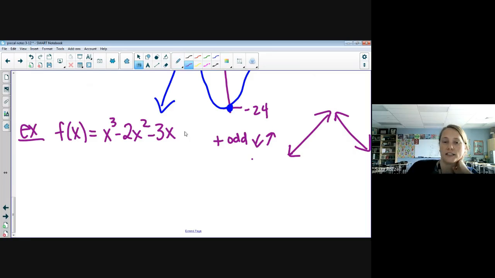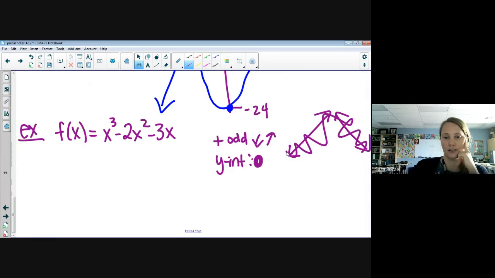Let's look at the constant. Is there a number that's by itself at the end? No, so our constant is 0. There is not one. So we're going to put y-intercept is 0. It's going to cross at the origin. I don't need to write these lines down.